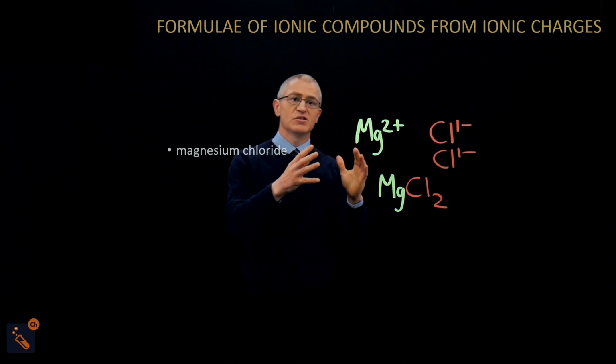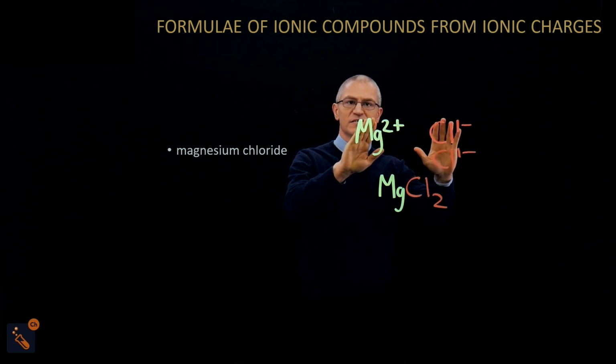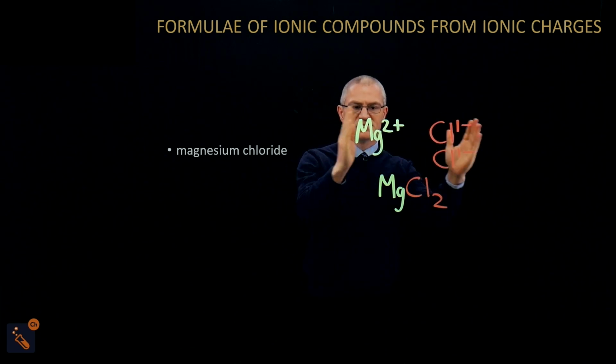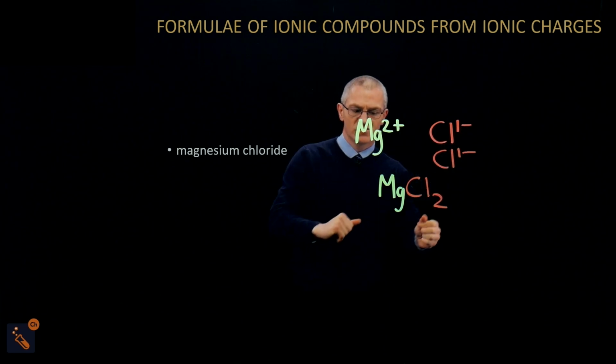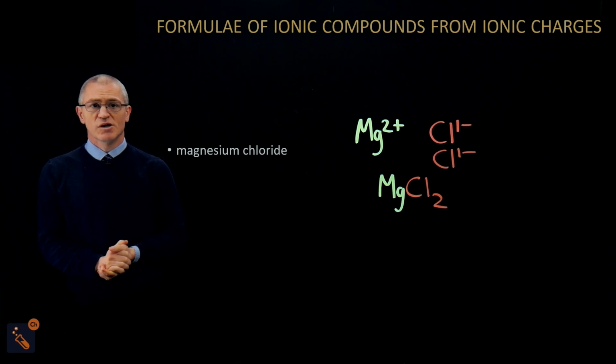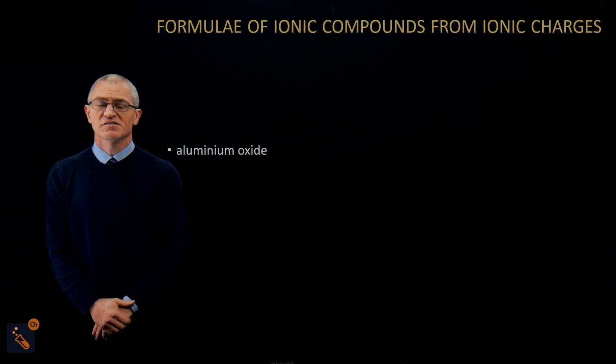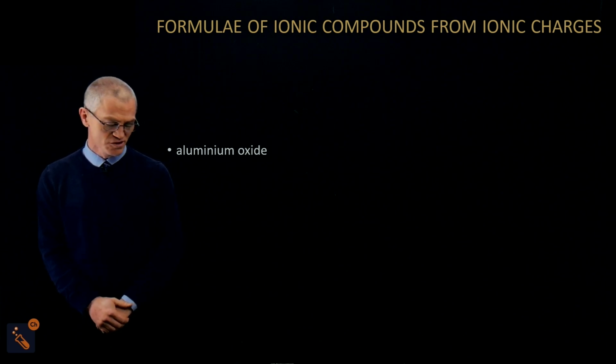And so I'd encourage you to look at this in terms of how do I balance that? How do I make this cancel so there's no charge overall? And you have to do that with 2 chlorides and 1 magnesium 2 plus to give MgCl2. So now we're going to go on to use an example which doesn't include 1s.